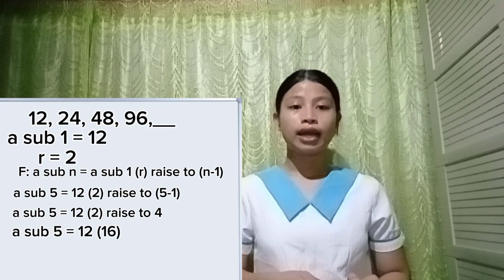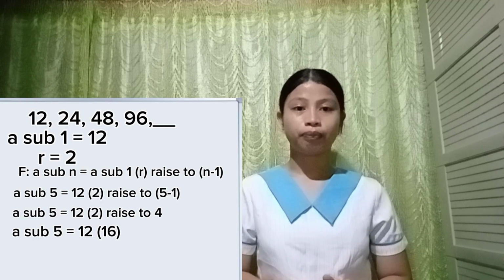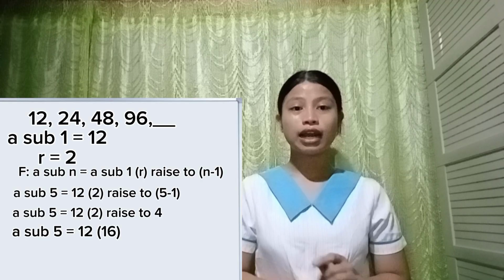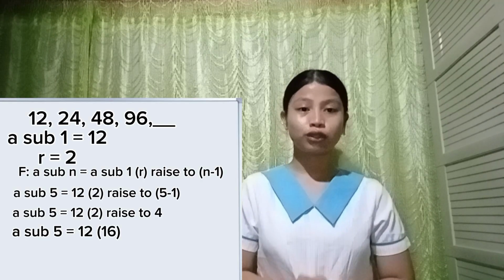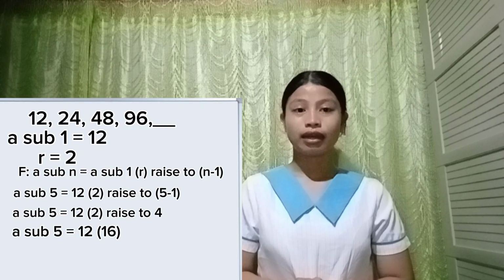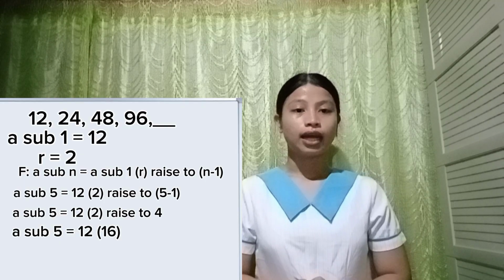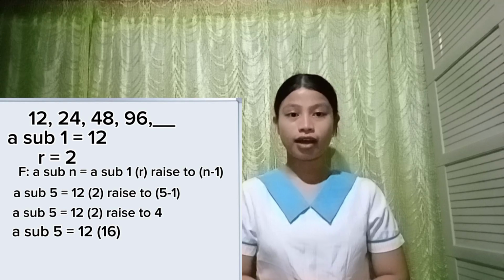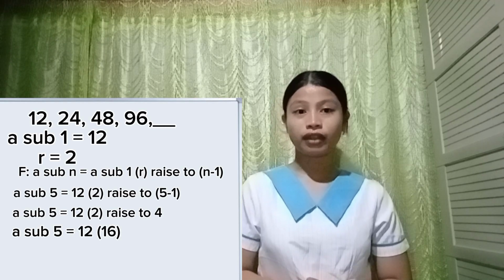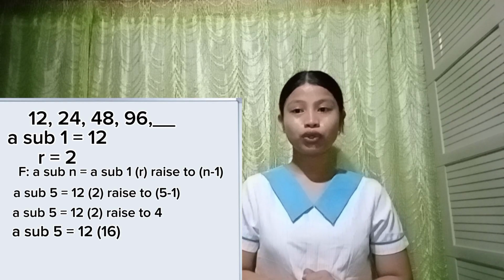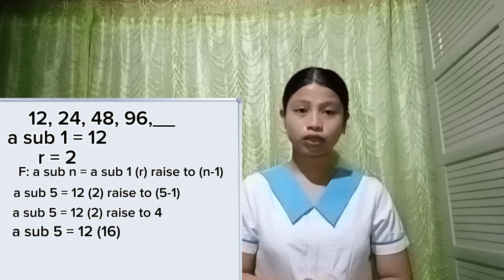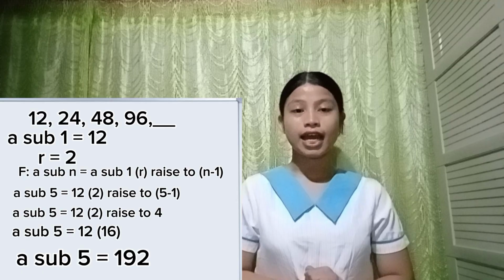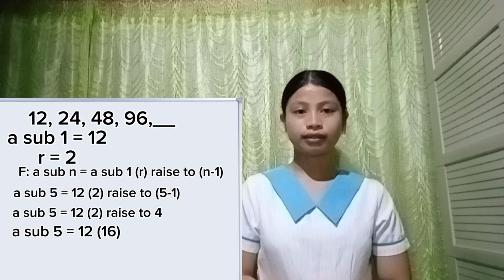So a sub 5 is equal to 12 times 2 raised to 4. So we need to multiply 2 by itself as many times as the exponent. So 2 times 2 times 2 times 2 is equal to 16. Next, a sub 5 is equal to 12 times 16 is equal to 192. So our fifth term in the sequence is 192.